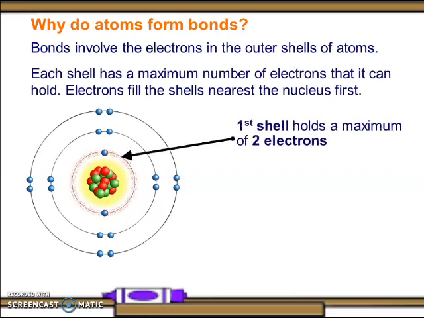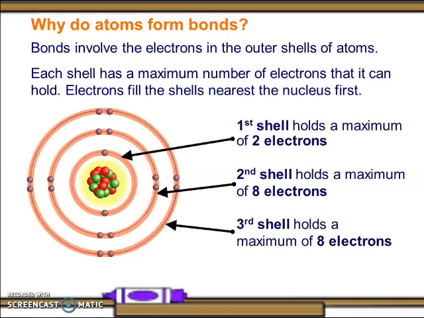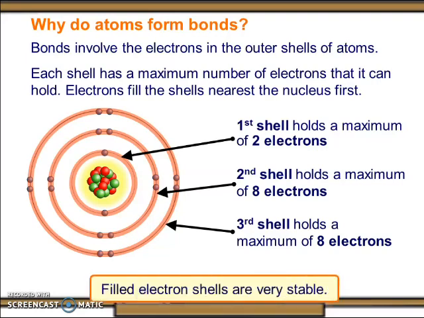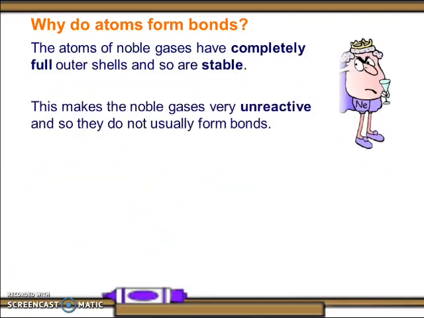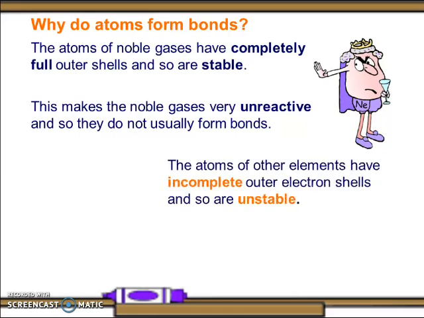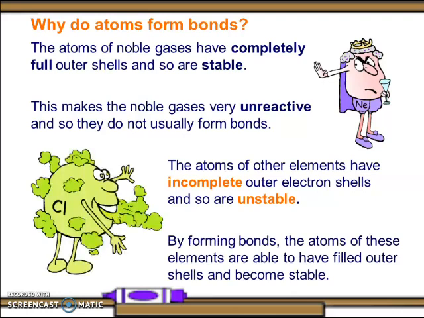Many atoms become stable when their valence shell is filled with electrons, or when they satisfy the octet rule by having 8 valence electrons. If atoms don't have this arrangement, they want to reach it by gaining, losing, or sharing electrons via bonds. The atoms of noble gas have completely full outer shells and so are stable. This makes the noble gases very unreactive, and so they do not usually form bonds. The atoms of other elements have incomplete outer electron shells and so are unstable. By forming bonds, the atoms of these elements are able to have filled outer shells and become stable.